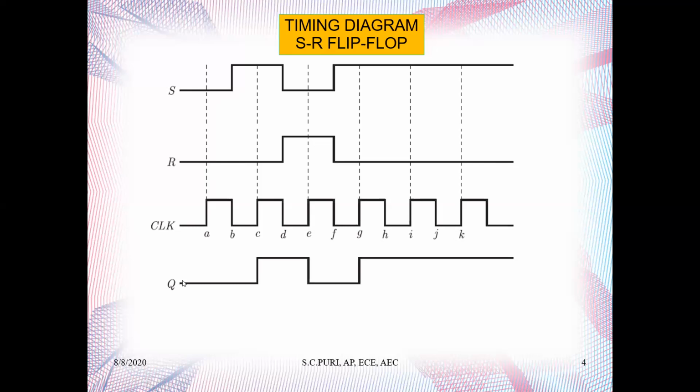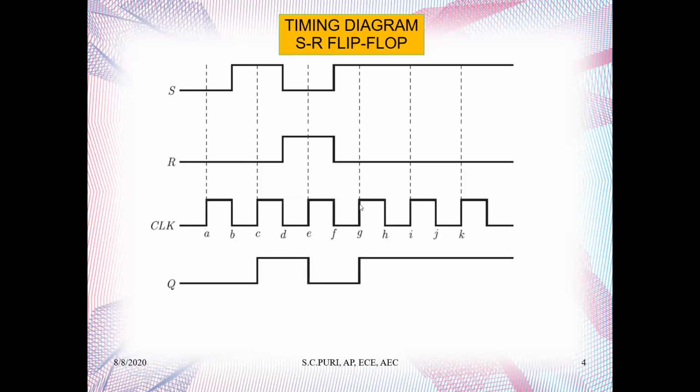S 0, R 0, no change. That means whatever Q was, it follows the same output till the positive edge triggers again. What does it get over here? It gets S1 and R0, the set condition. See, suddenly it goes to 1. It will remain until the next positive edge triggering. Here the SR flip-flop activates because there is a positive edge triggering, and it sees that S is 0 and R is 1. It's a reset condition, so definitely it goes back to 0.